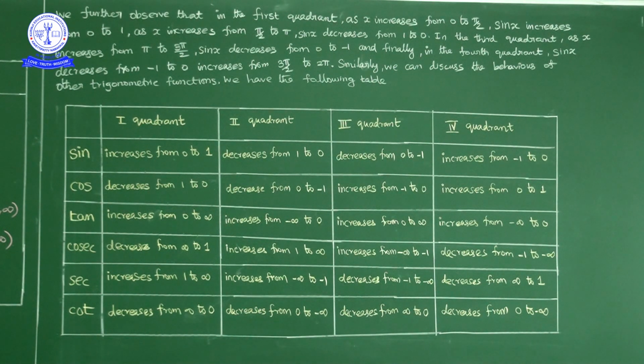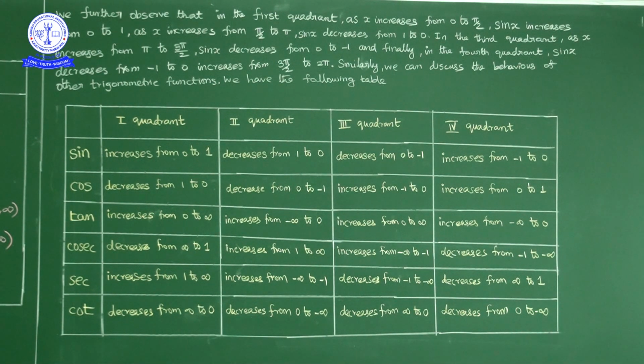Okay. Now in the third quadrant, as x increases from pi to 3 pi by 2, cosecant x increases from minus infinity to minus 1.